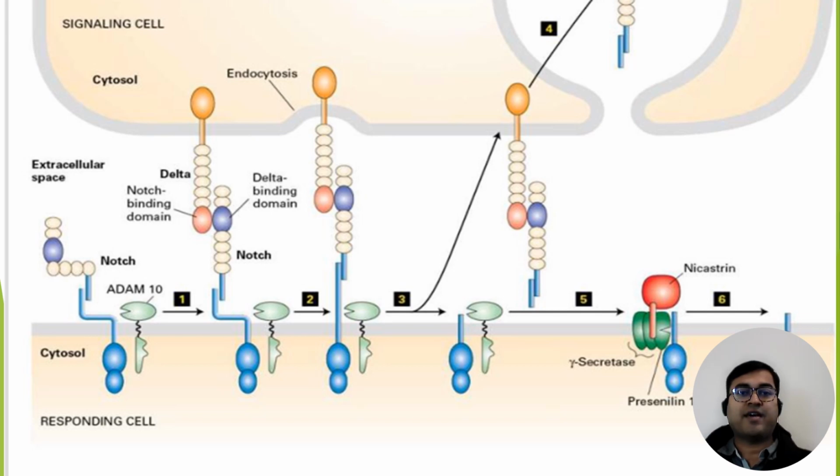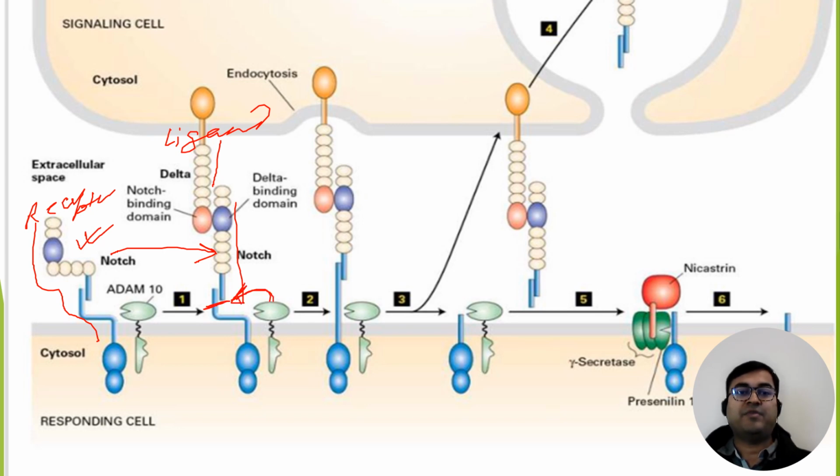So let us have a quick recap on this. Notch is the receptor and delta is the ligand. When this delta ligand interacts with notch receptor, notch undergoes conformational change, and because of conformational change in notch receptor, notch is acted upon by ADAM10. ADAM10 cuts the extracellular part of notch, and extracellular part of notch along with delta is endocytosed by the message generating cell.